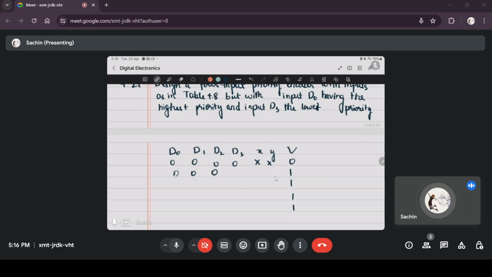So if D3 is high and all others are 0, then your output is 1 1. If D2 is high, regardless of the value of D3, the output is 1 0. If D1 is high, regardless of the value of D2 and D3, the output is 0 1. If D0 is high, regardless of the value of D1, D2, D3, the output is 0 0.